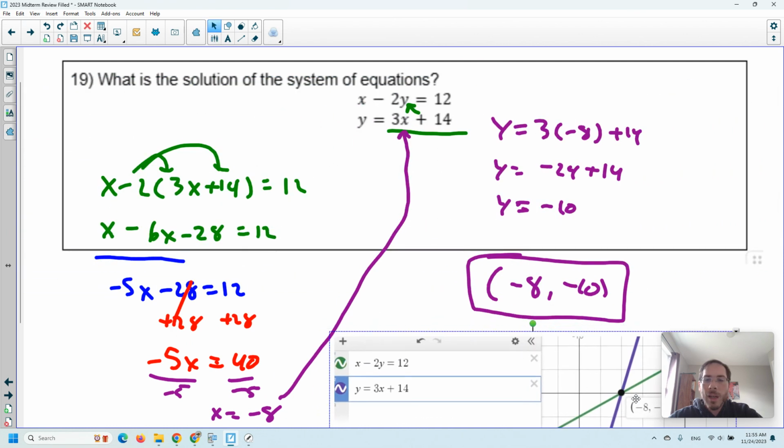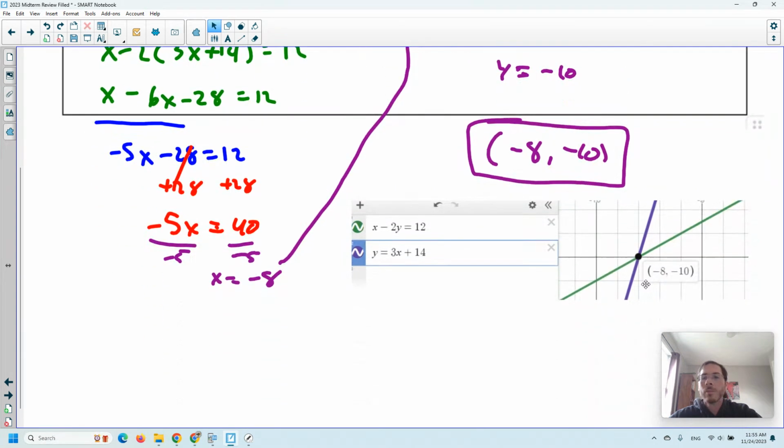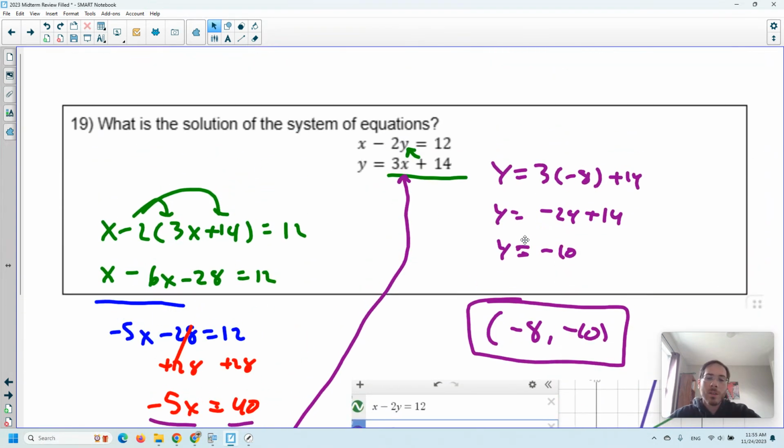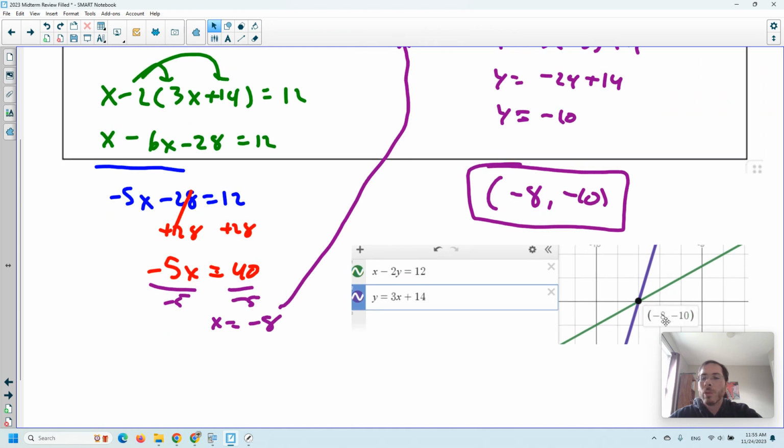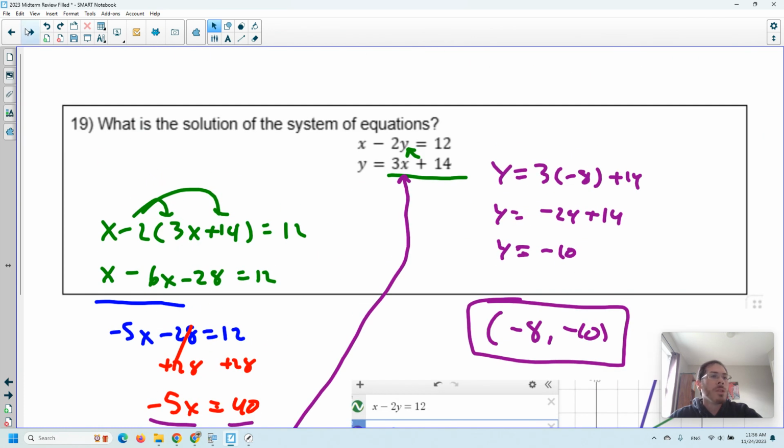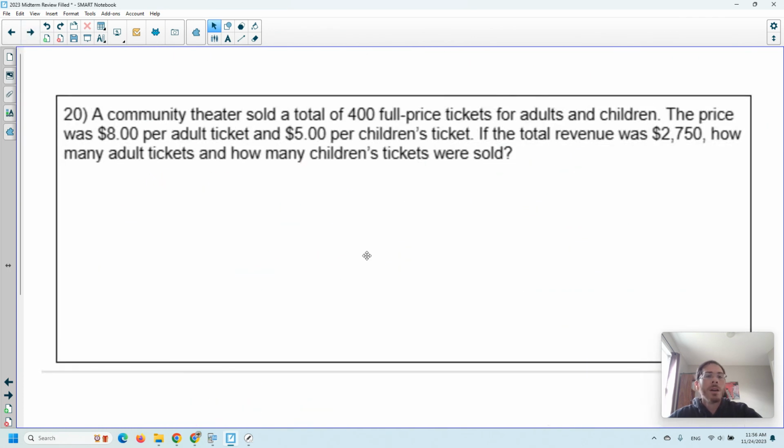So again, you can do it by hand. You can do it with the graphing calculator. Again, I think by hand is a little bit more relaxing, but if you want to use the calculator to double check, you can use the calculator to double check. All right, last one then.